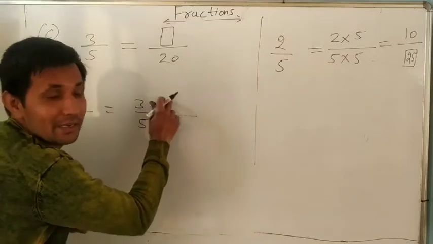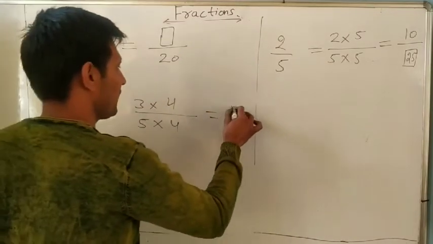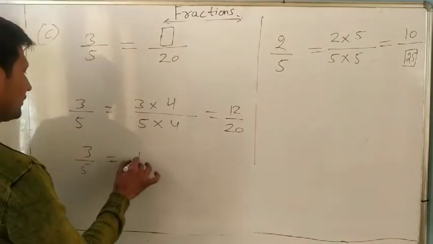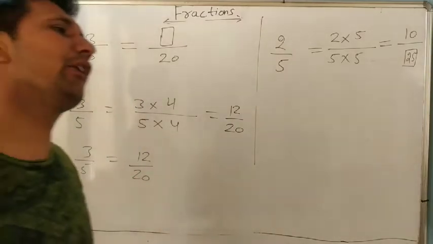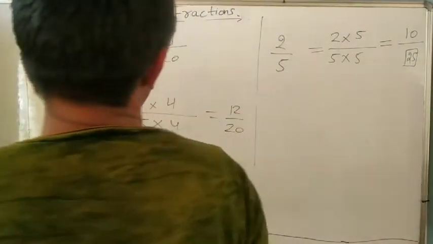So it means in the numerator also we have to multiply by the same number, 4. So 12 by 20. So it means 3 upon 5 is 12 upon 20. Like this. Okay. Very simple question. Only you have to multiply. You have to find whether we have to multiply or divide. Next.